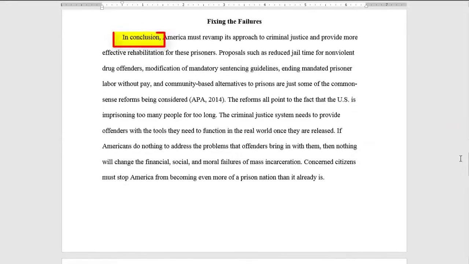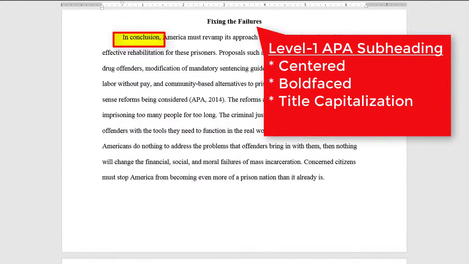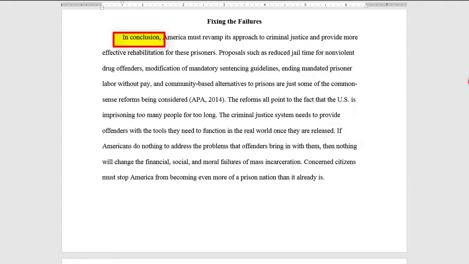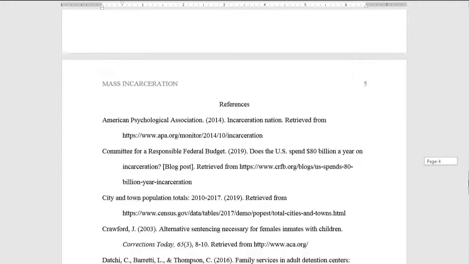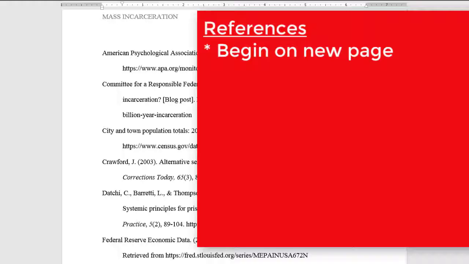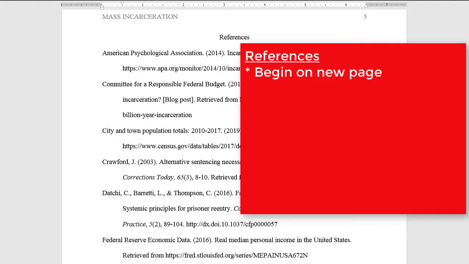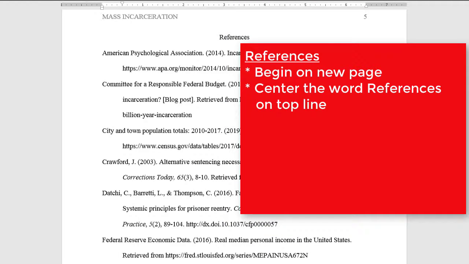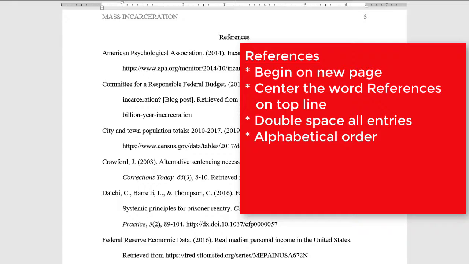Note that the conclusion also has its own APA Level 1 subheading. Let's now skip to the references page. In APA, references begin on a new page at the end of your paper. Type the word "References" on the very top line and center it. All the references that follow are double-spaced, in alphabetical order, and use hanging indentation.